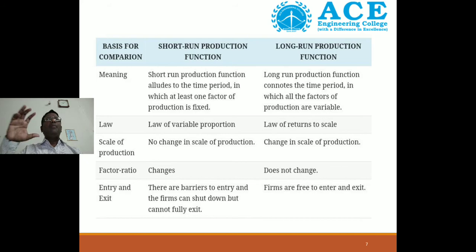So totally how many differences have we classified? Basis for comparison, totally 5 components. What are they? First we distinguished the meaning.